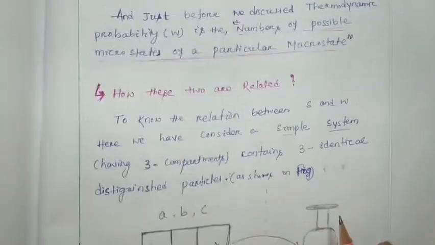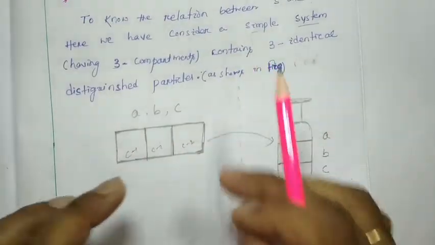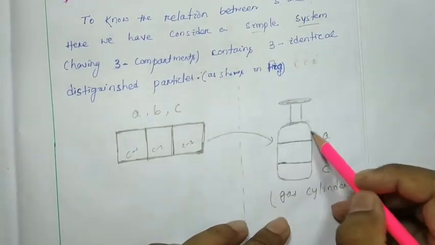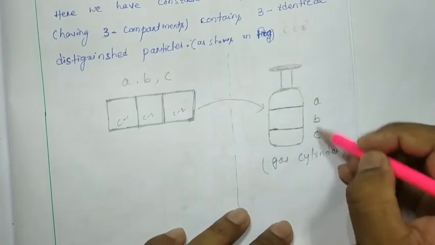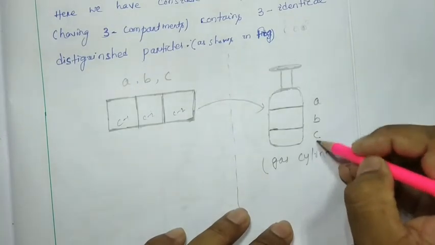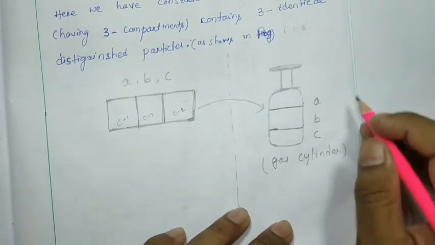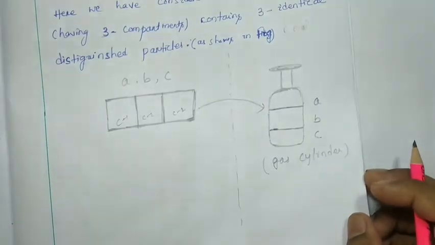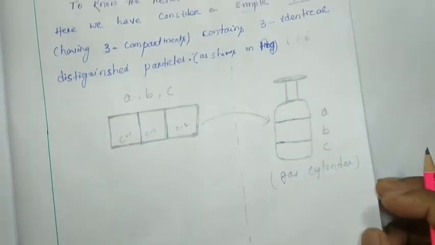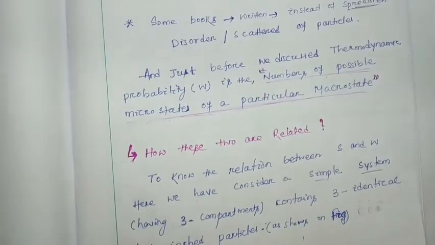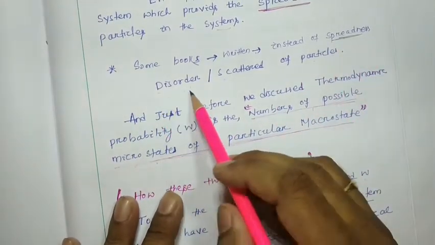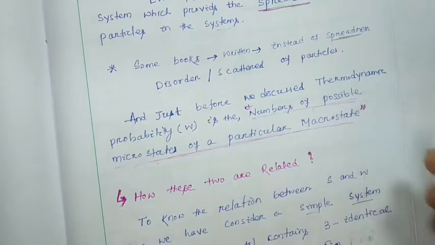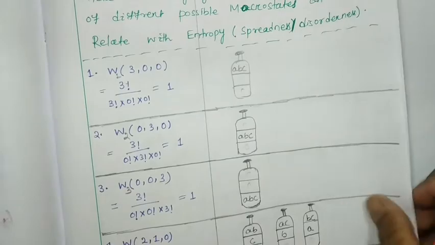Suppose you consider a gas cylinder in which three different molecules, A, B, C, are there. Now we have to find the microstates of the corresponding macrostates, and observe the spreadness, disorder and scatteredness of the particles. It is interesting. You just watch.